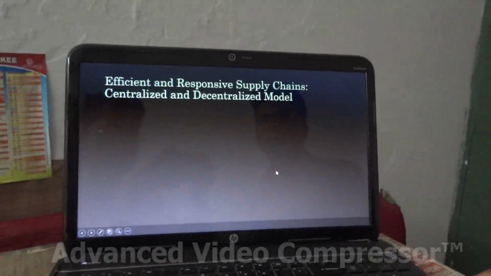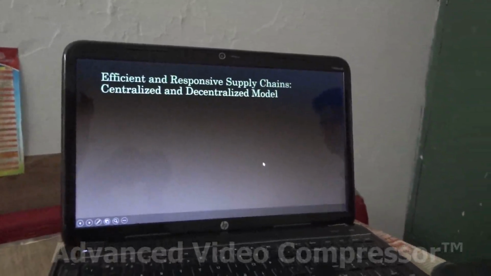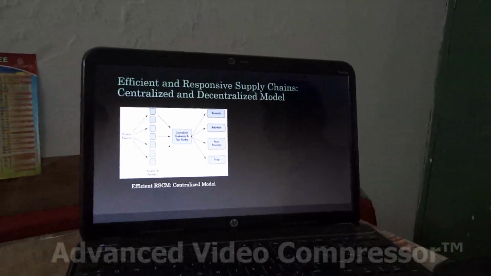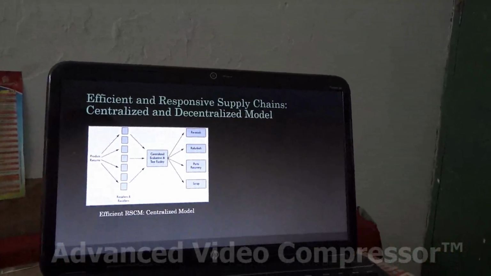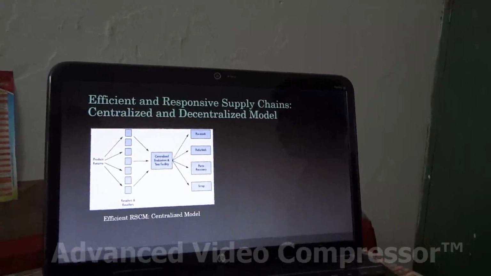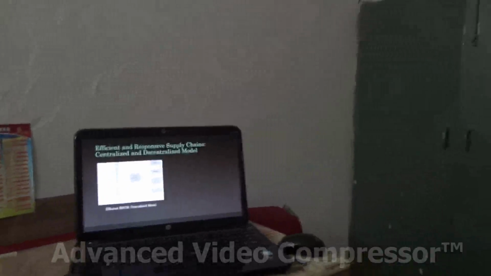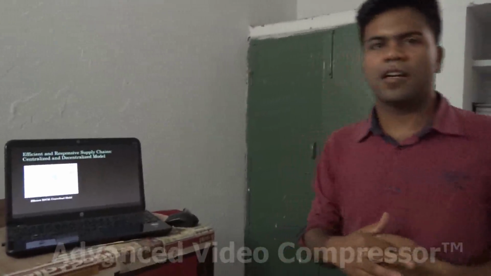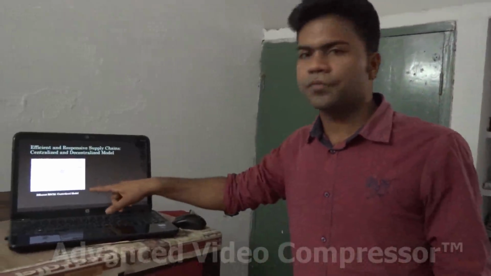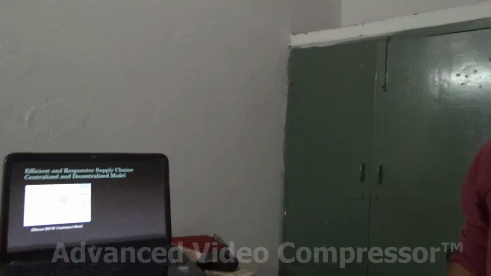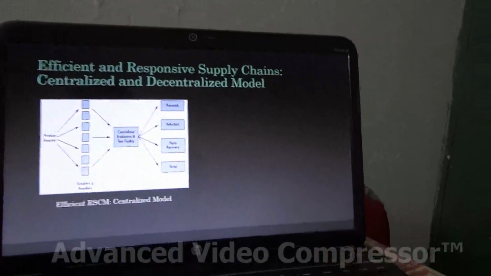And there are two models which are followed when reverse supply chain is applied to a product. So there are two kinds of products in general. First is a product whose value doesn't decrease with time at that pace, and the second is a product whose value decreases with time with pace.